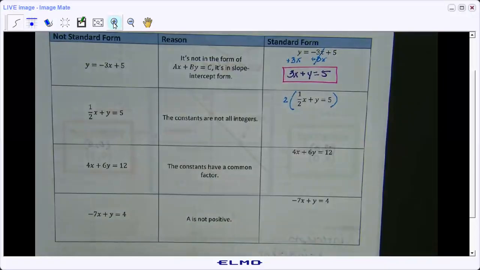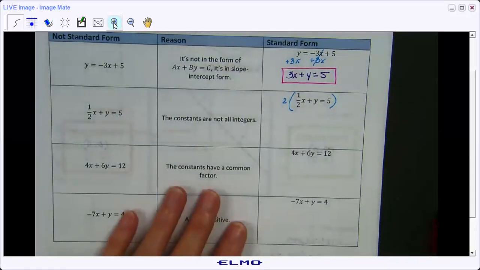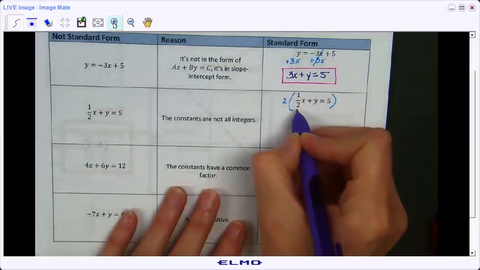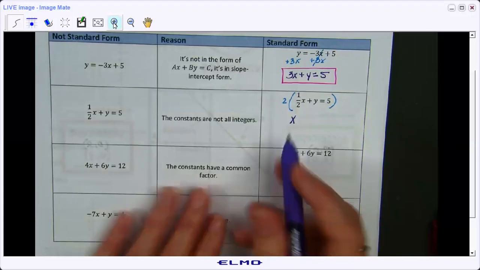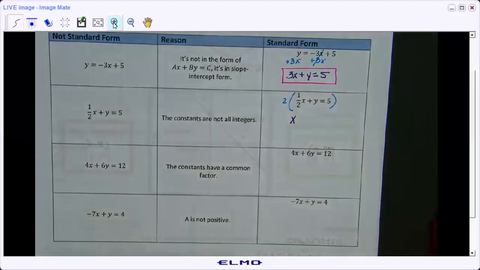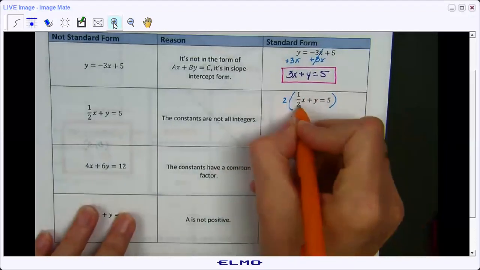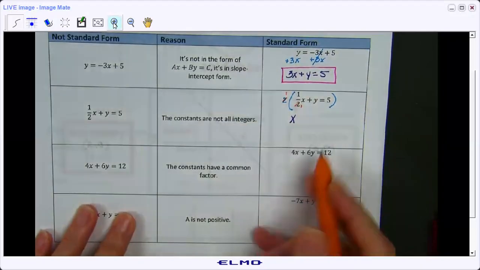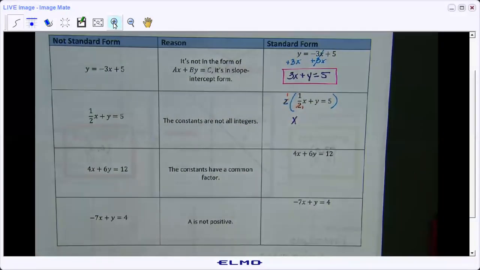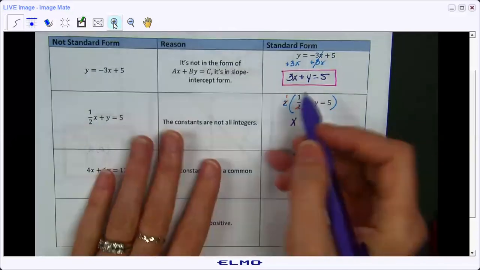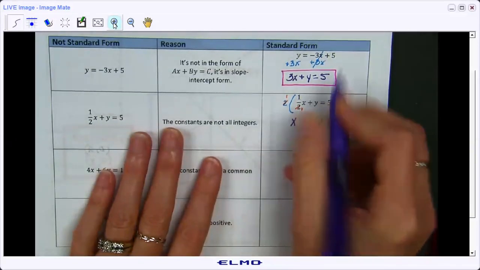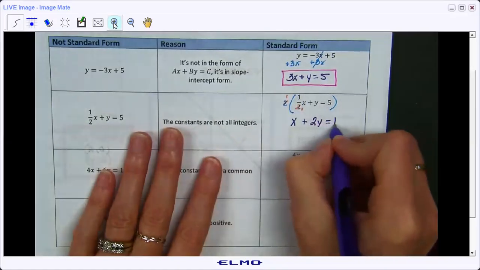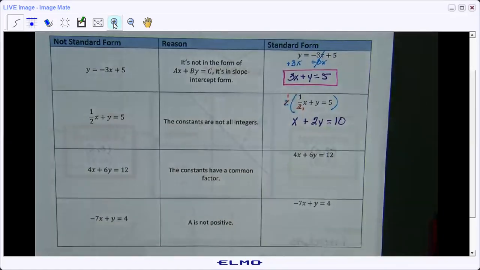Okay. So 2 times 1/2 is 1x, or just x. Okay. And we know that because here, this becomes a 1 and that becomes a 1. 1 times 1 is 1. Okay. And then 2 times y is 2y. And 2 times 5 is 10. And that now is in standard form.